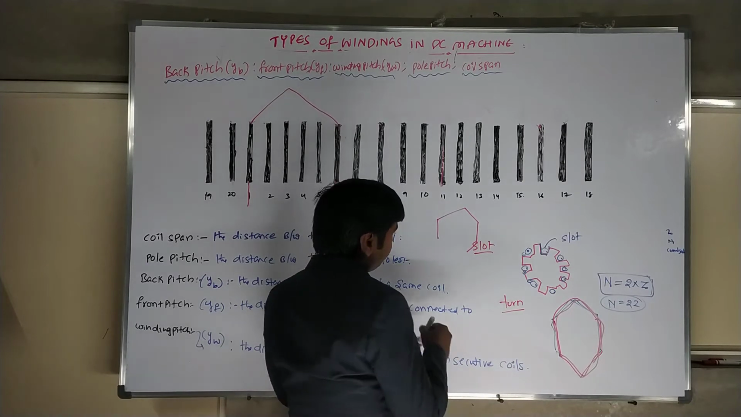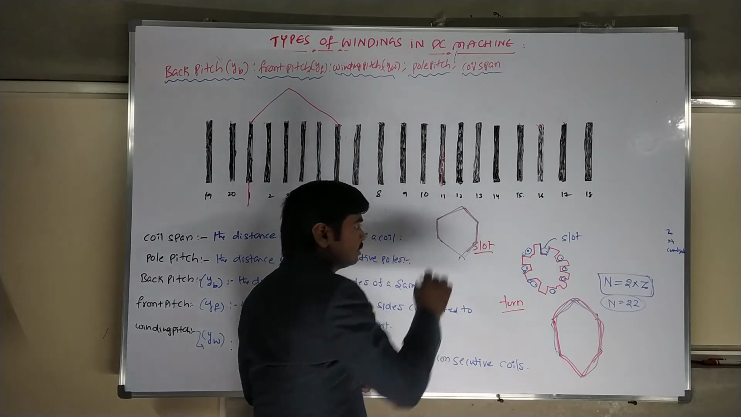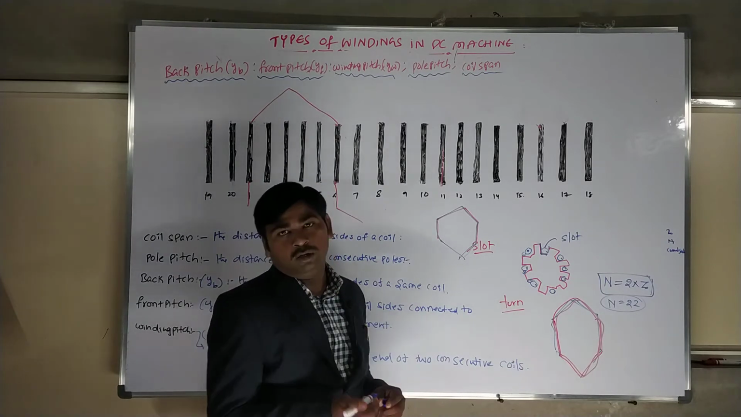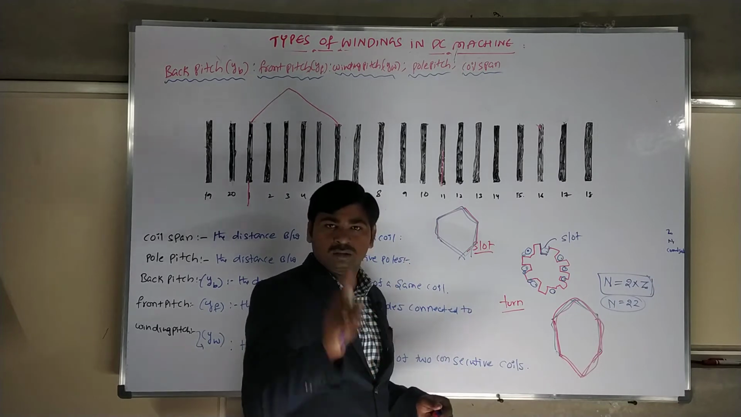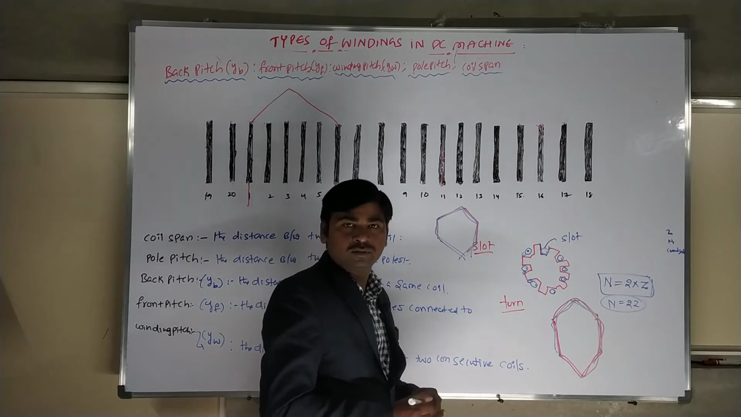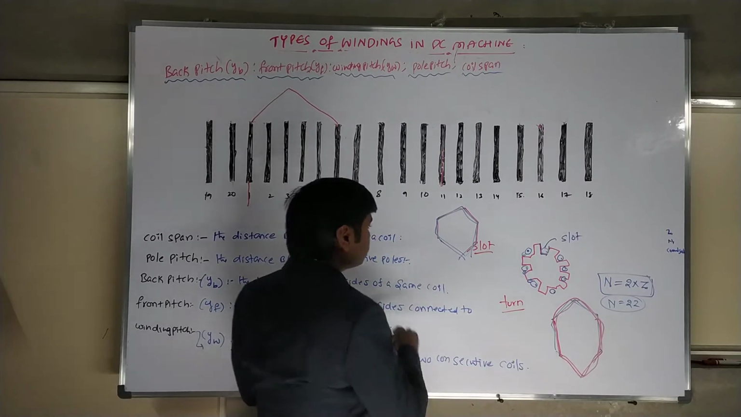If you keep another set of winding in the same slot, this is two turns but only one coil. If you keep one more winding here, three turns but only one coil. I think it's clear. Coil and turns are different. So this is turns and coil.